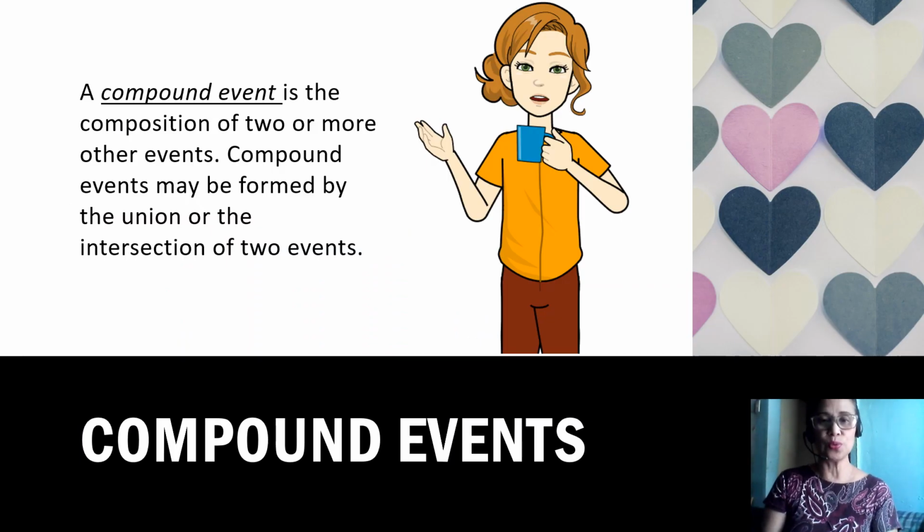I have already shown you that union and intersection can be done with sets and in Venn diagrams. But today, I'm going to show you also that union and intersection can be translated in events. So let's recall first what a compound event is. A compound event is the composition of 2 or more other events. It could be formed by a union or intersection of 2 events. But there are other forms of events that could come up as a compound event. But for now, since our topic is union and intersection, our focus would be compound events formed by union and intersection of two events. So simply, the sets will be translated into an event.